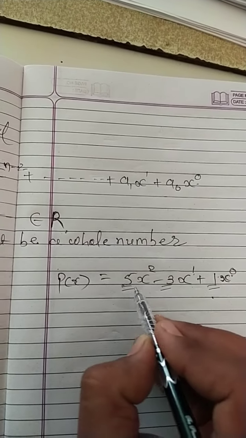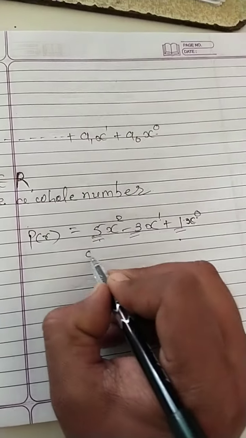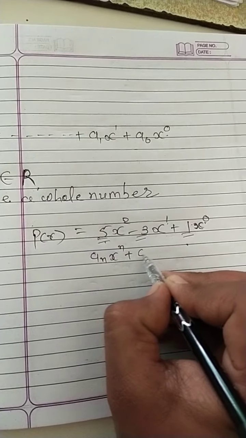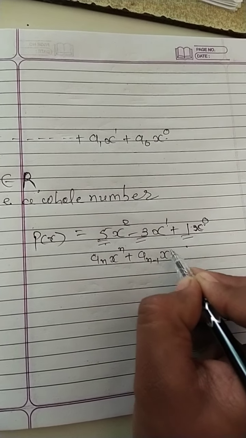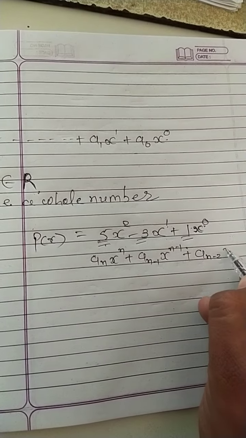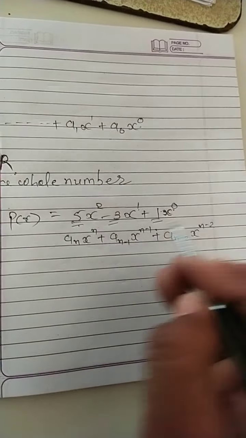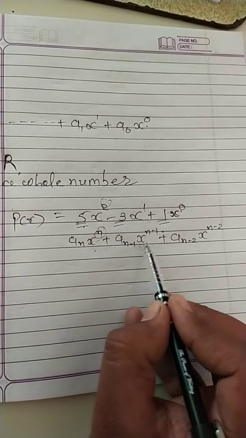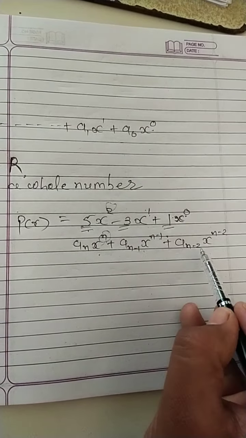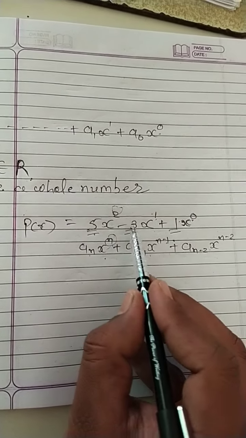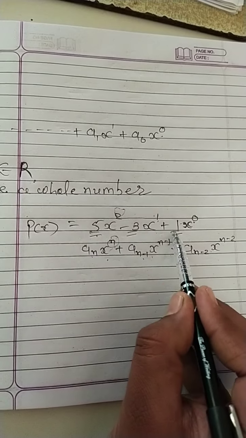Like I can compare it with standard form of polynomial, that an x raised to n plus an minus 1 x raised to n minus 1 plus an minus 2 x raised to n minus 2. Then here n is equal to 2, x raised to 2, x raised to 2 minus 1 means 1, x raised to 2 minus 2 is equal to 0, and so on.